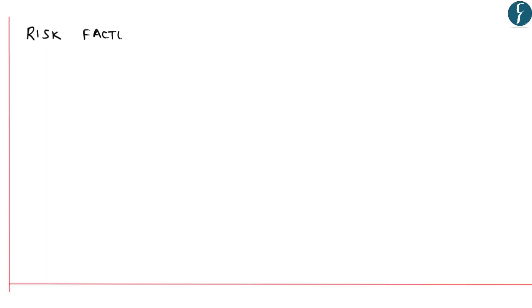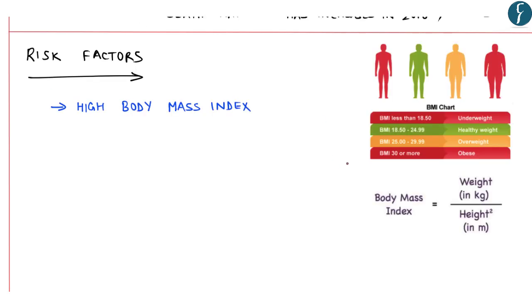Now, some of the risk factors associated with diabetes as highlighted in the report are high body mass index. As you can see, body mass index is calculated by weight in kg divided by height in meter square, and a BMI, that is body mass index, less than 18.5 is considered to be underweight, and a BMI of 30 or more is considered to be obese.